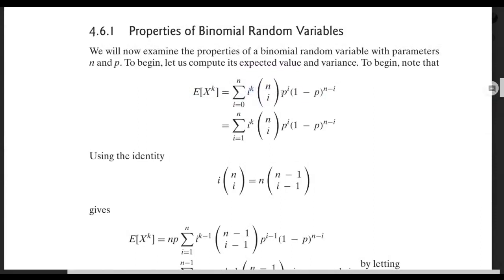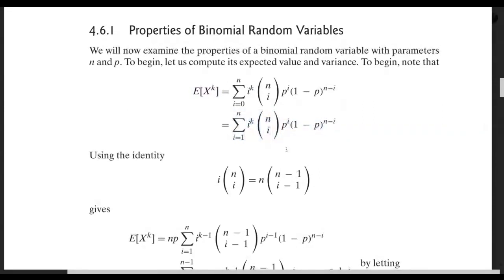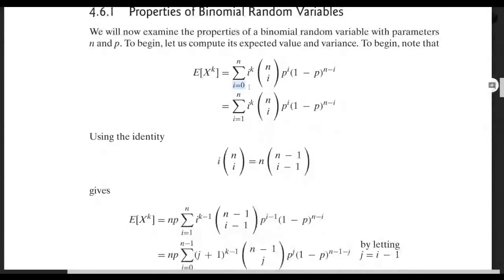Actually, this i raised to k should be inside, with n choose i times the probability. When we do expected value, we multiply by the value of x, which here is i to the k, so i is the value of x. So if we simplify that, what do we get? Can we simplify this? Oh, okay, we reindex. This index starts from 0, so let's reindex. It's the same as i going from 1 to n.